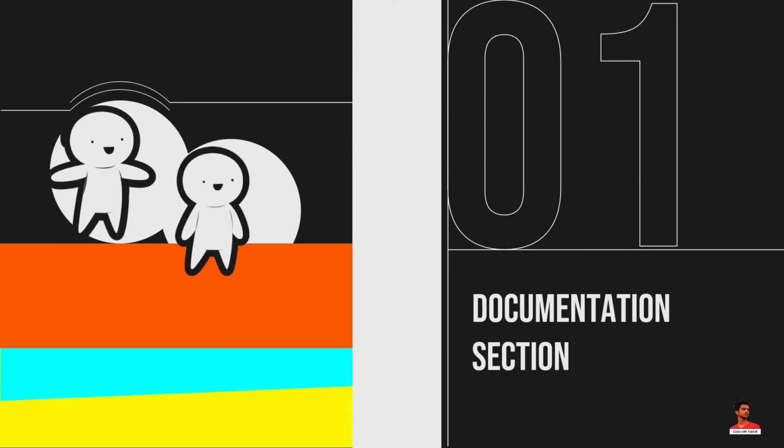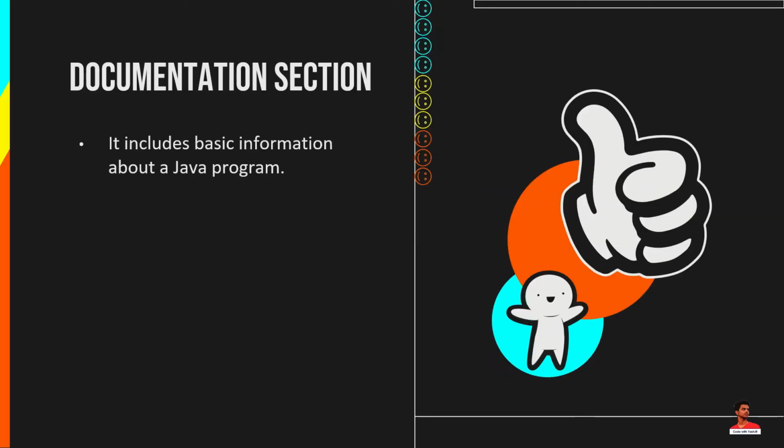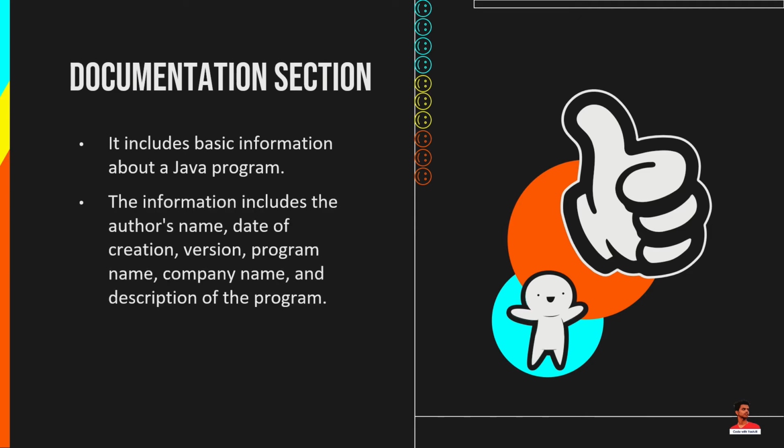The documentation section is an important section but optional for a Java program. It includes basic information about a Java program. The information includes the author's name, date of creation, version, program name, company name, and description of the program. It improves the readability of the program. Whatever we write in the documentation section, the Java compiler ignores the statement during the execution of the program.